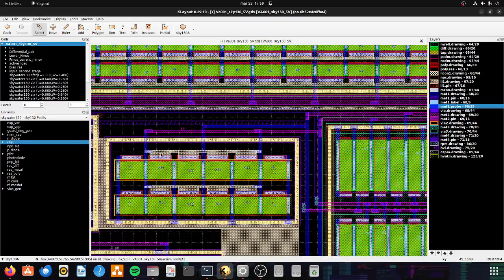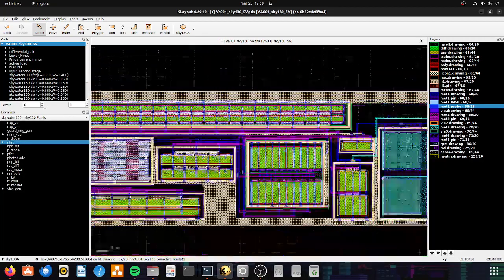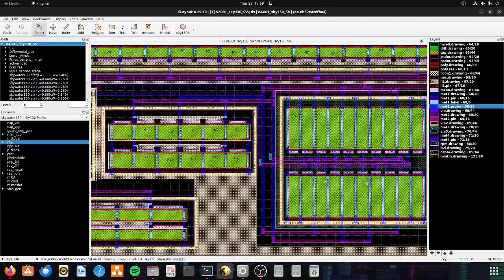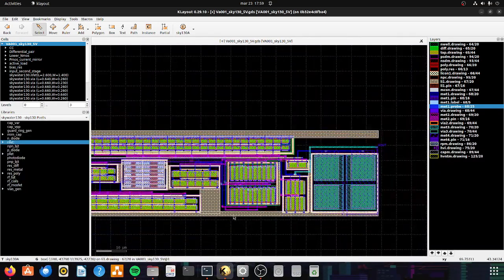Then the current goes to the active load. Again, in the active load we have the same layout pattern that we use in the current mirrors. That is dummy, A, B, B, A, dummy. So the transistors that have the drain connected to the gate are put in the corners, and the transistors that don't have are put in the middle. Then we have the bulk connection to the ground, right here.